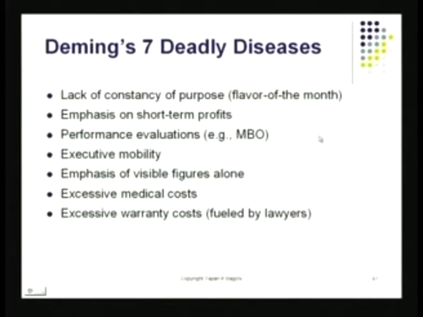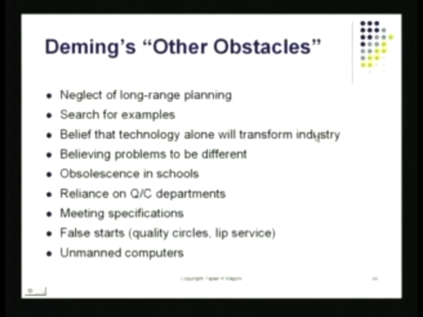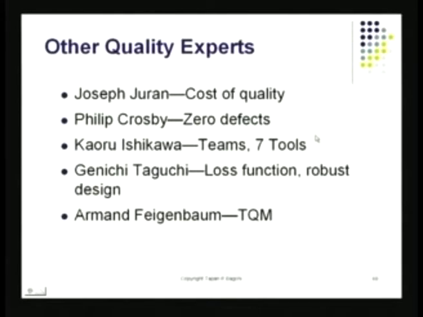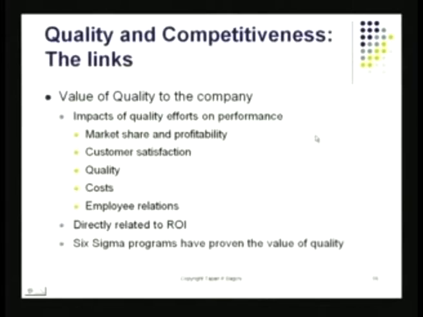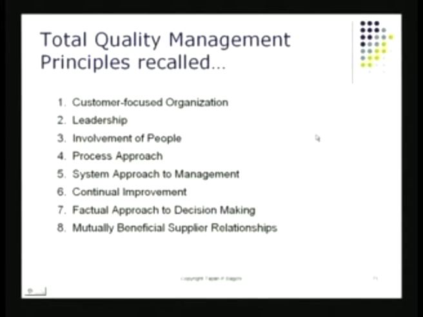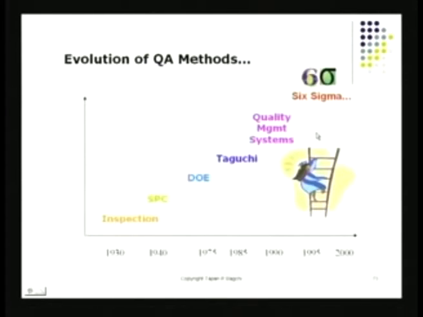Deming also talked about 7 deadly diseases. And these also I've mentioned in the beginning. Obstacles are there and so on and so forth. Other quality experts have also given us many different tools. And these are all spelled out. My slides are basically going to be reminders.